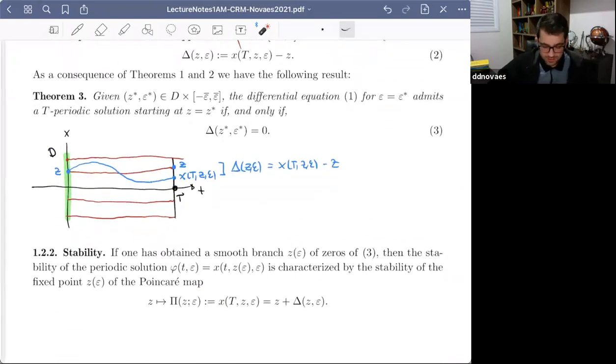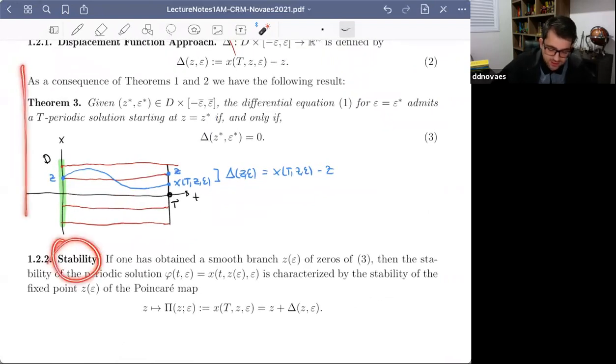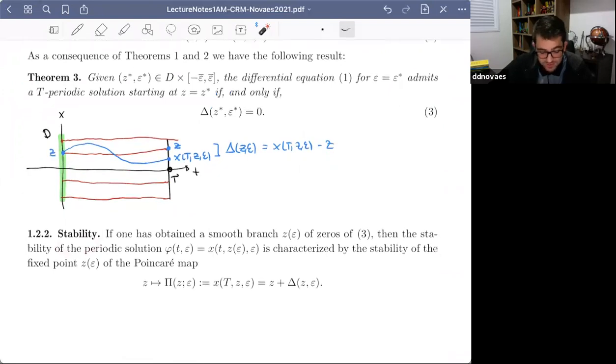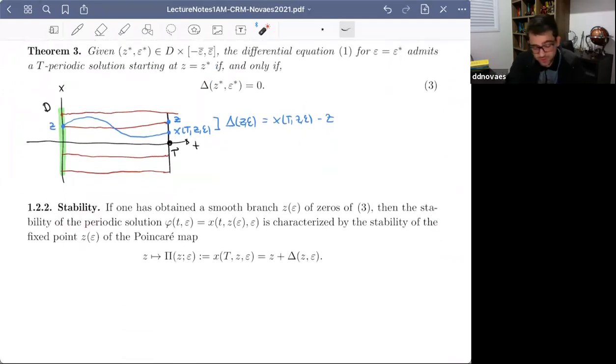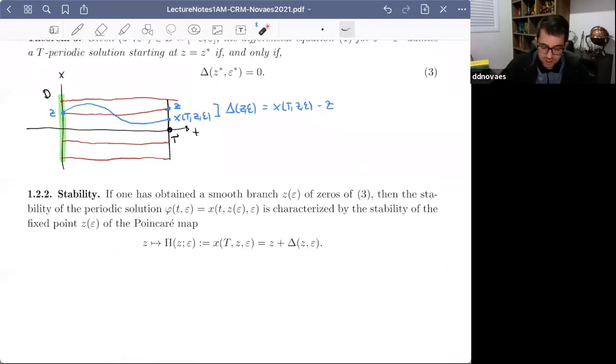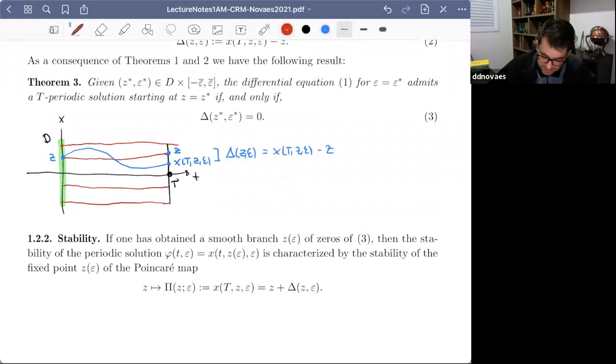In this context, the stability of the periodic orbits, eventually given by zeros of the displacement function, can also be investigated using the displacement function. Suppose that we have a branch of zeros of the displacement function, that is, delta(z_epsilon, epsilon) equals 0 for epsilon close to 0.